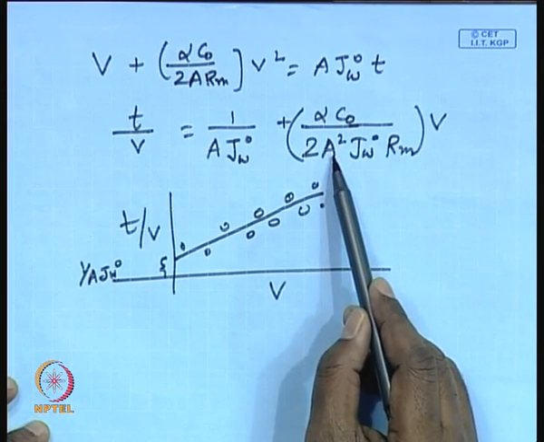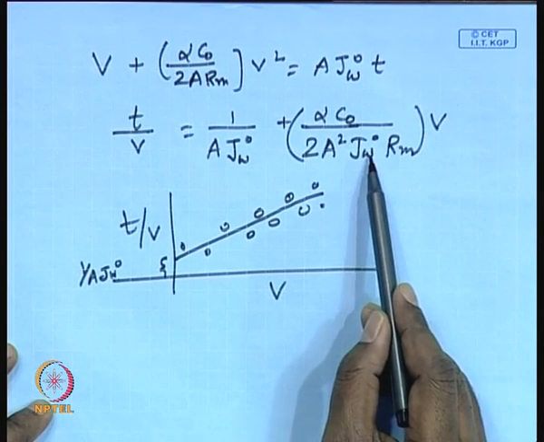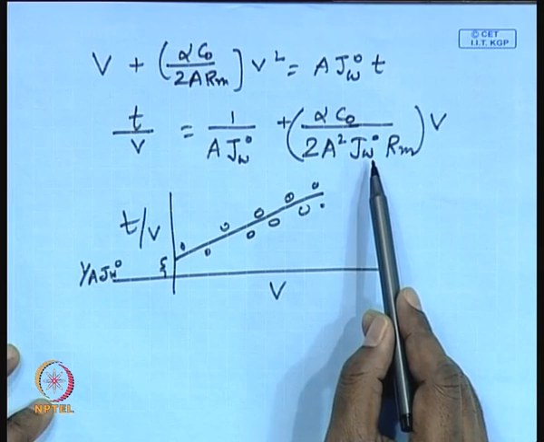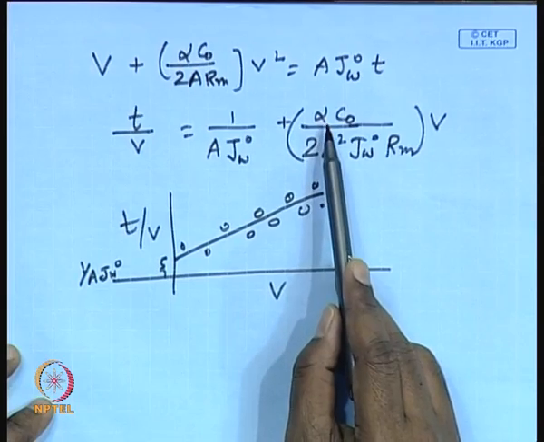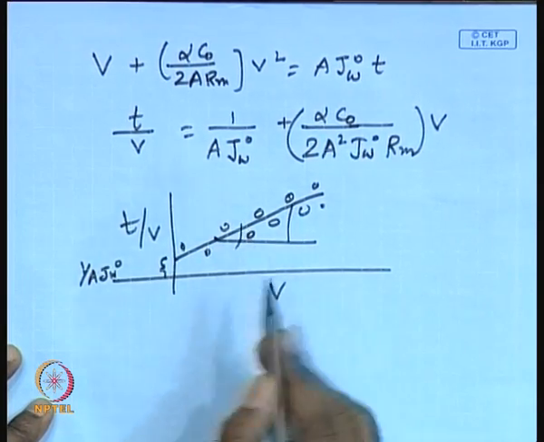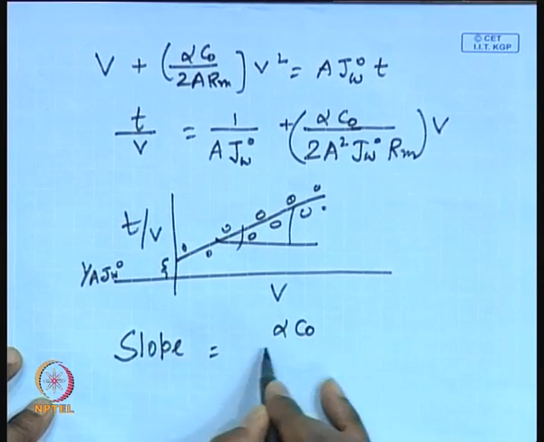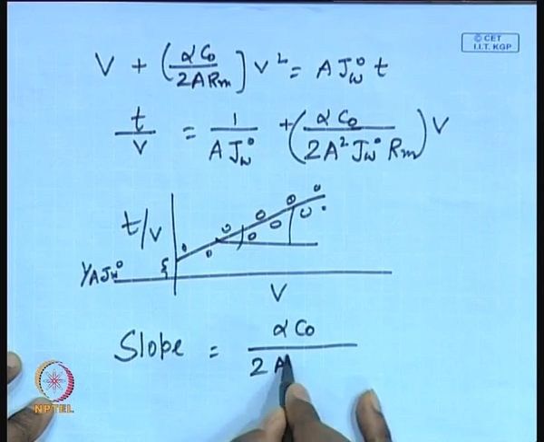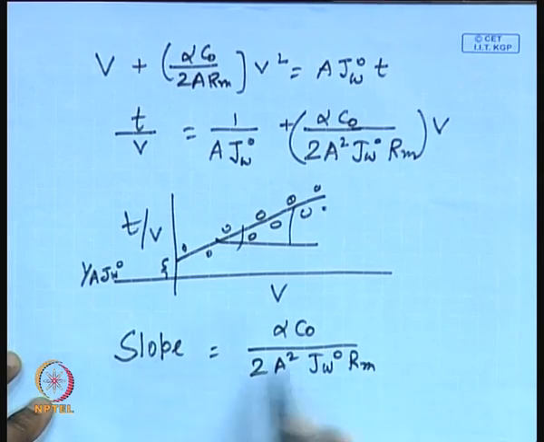You know the membrane area, that is basically pi r square. You know the initial permeability, the pure water flux, that is delta P by mu Rm, and you know the Rm. So, only unknown in the slope is basically alpha. So, from the slope, this slope is nothing but alpha C naught divided by 2 A square JW0 Rm, and from this equation you can get the value of alpha.